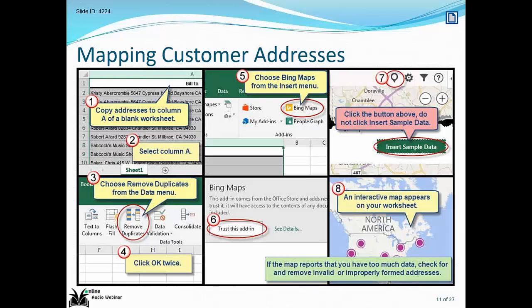And then on the Insert menu, there's a Bing Maps option. You actually want to click on the Show Locations button, which is step 7 there. It's at the top of the dialog box.